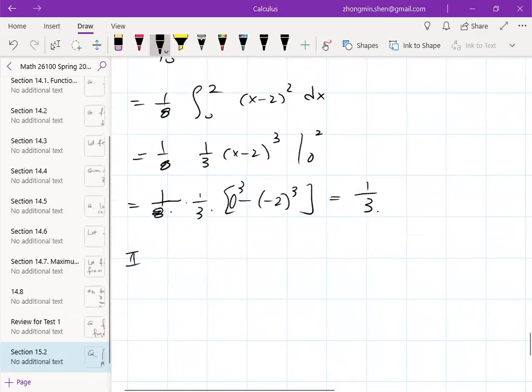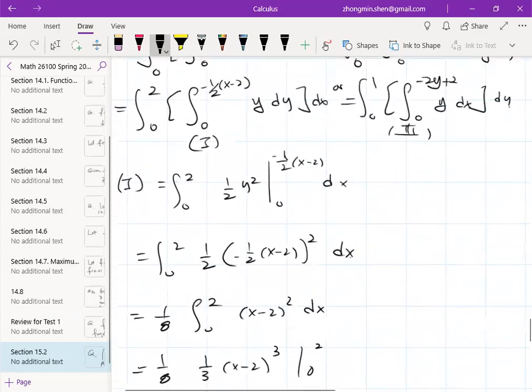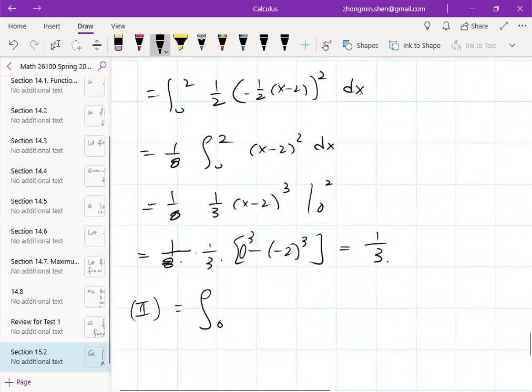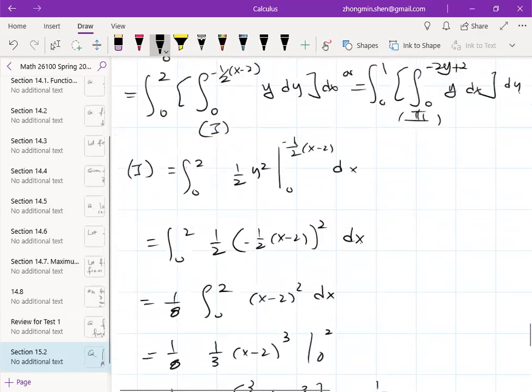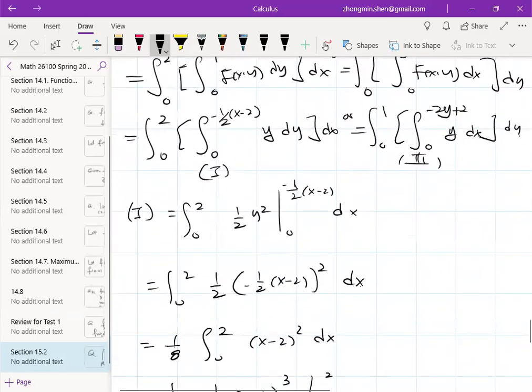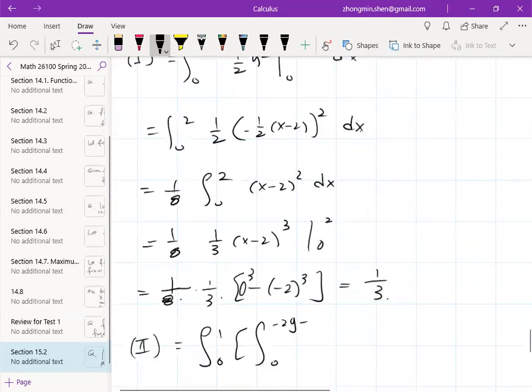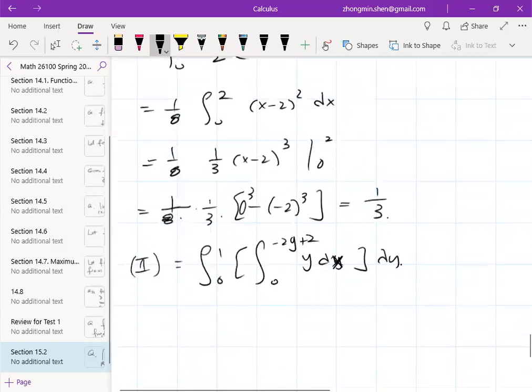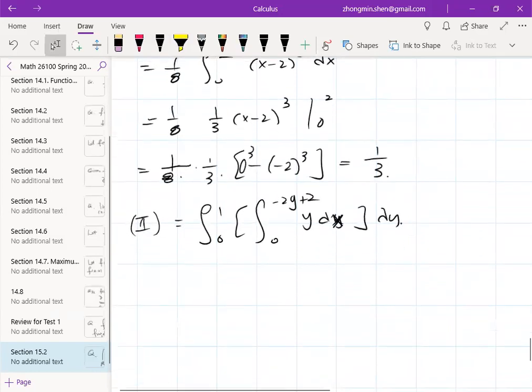The second one is going to be, let's see, where is this second integral? Yeah, I forgot this. It's from 0 to negative 2y. Come on. See, I have a short memory. I cannot memorize this. Negative 2y plus 2, that's dx, okay, dy. All right, so let's evaluate this integral.